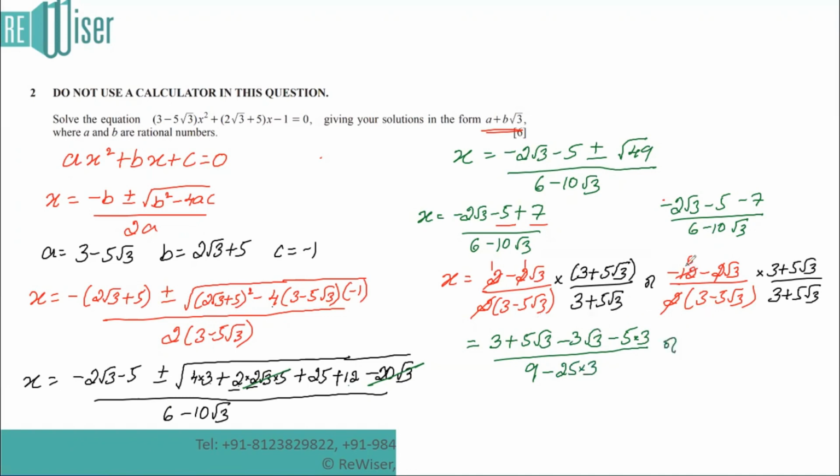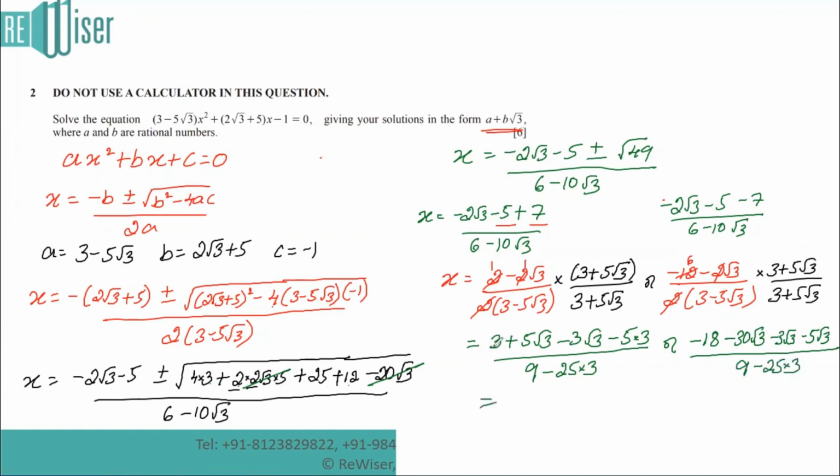Similarly, on the other side, minus 6, I have to multiply it to both. So minus 6 times 3 would be minus 18. Then minus 6 times positive 5 is going to be minus 30 root 3. Then minus root 3 times 3 would be minus 3 root 3. Then minus root 3 times that one is going to be minus 5 into root 3. And the entire thing is divided by the denominator, which would be the same as this one: 9 minus 25 times 3.